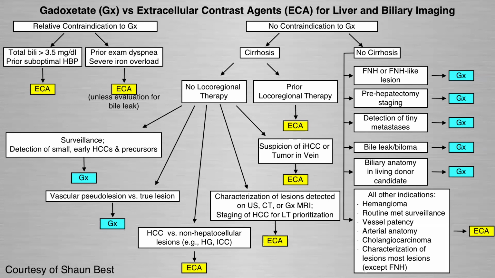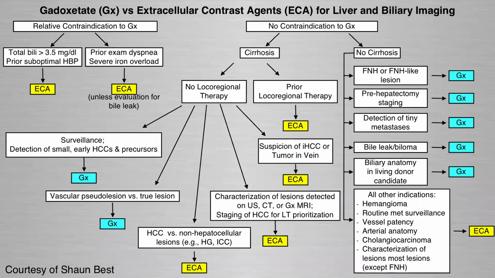So basically, the first question is, is there a contraindication to gadoxetate? So for example, if the bilirubin is very elevated, and/or if the patient previously had a suboptimal hepatobiliary phase, then we'll use an extracellular agent. If the patient previously could not hold his or her breath, and/or if the patient has severe iron overload, we know that the gadoxetate won't work so well, so we'll give an extracellular agent. So that's pretty easy. So what if there's no contraindication to gadoxetate?